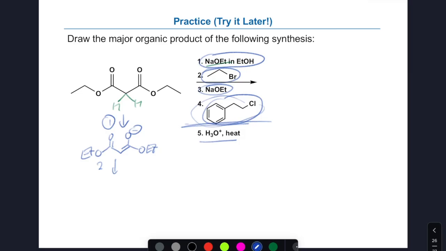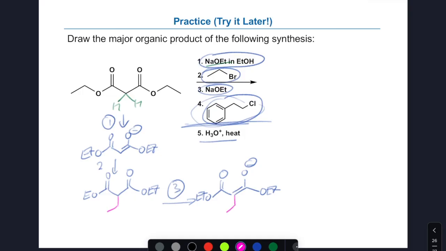let's just make it colored. Our ethyl bromide. So we've added the first equivalent to this. Step 3, we're going to add another equivalent of base. So we're going to make another enolate again. The alkyl group is still attached. Now, step 4, we're adding the second equivalent to this.